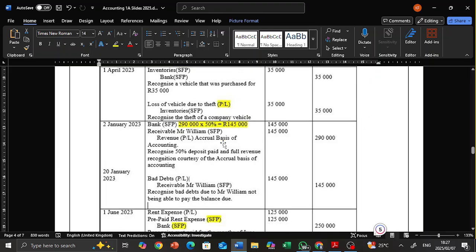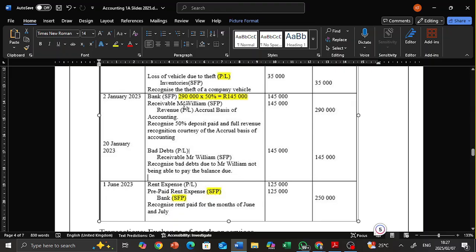All right. This is a receivable and bad debts question. Essentially, what had happened is they said Mr. Williams can pay half now and half later. The total that Mr. Williams is supposed to pay is 290K. They said he can pay half now and half later. So bank, right? Bank, we received 145,000. That's why bank is debited.